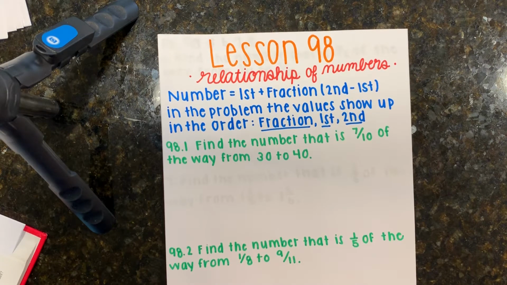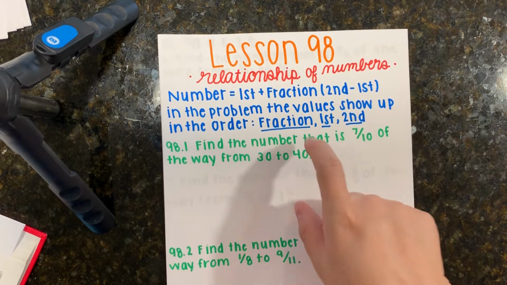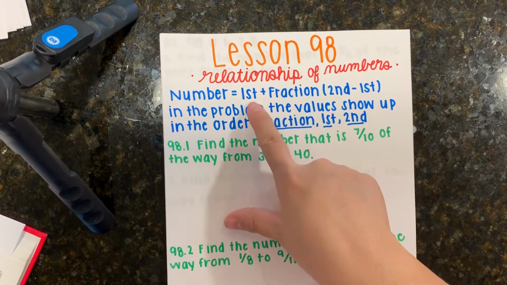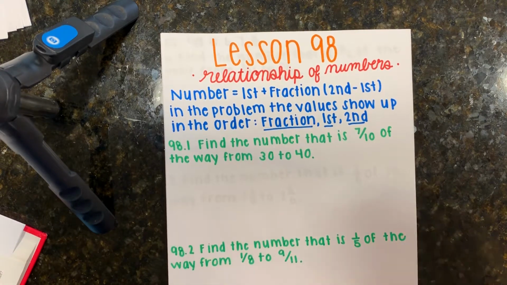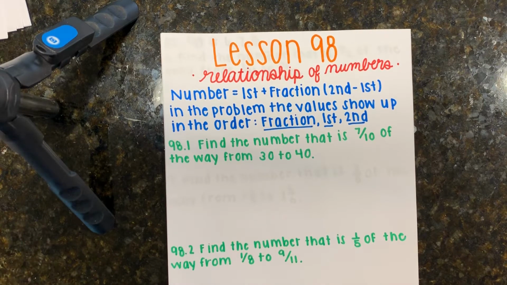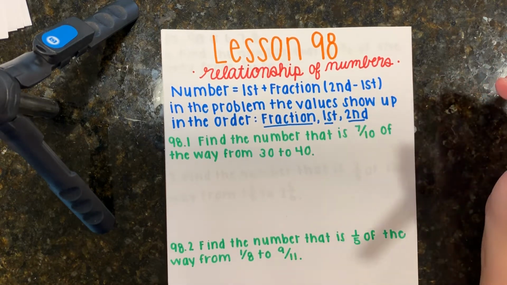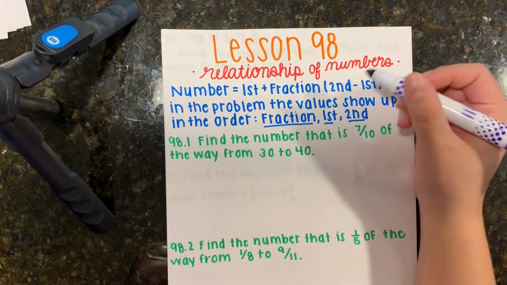And in the problems that you are given, the values that show up are going to be in this order. It's always going to be fraction, first, second. So fraction, first, second, and that's how you're going to input it into the formula right there. Now what we're going to do is we're going to go over two of the example questions, and then we'll do the ones from the lesson. So this is all going to follow this equation right here.